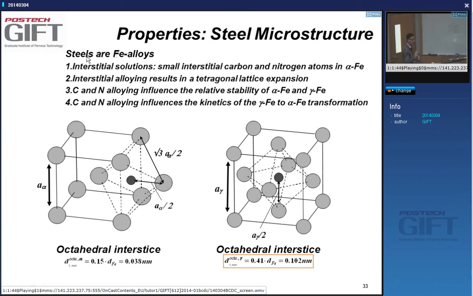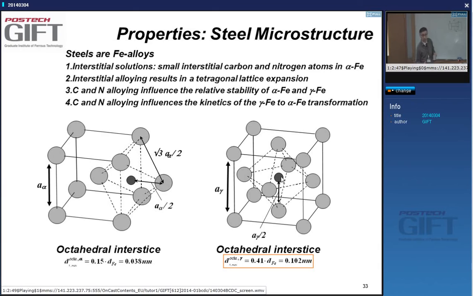So steels are not pure iron, they're iron alloys, and we have interstitial solutions, that means that we have small interstitial carbon atoms and to a lesser extent nitrogen atoms, yes? These interstitials, in particular carbon and nitrogen, will be interstitially located in the lattice, yes? And we know from studies over many years that the favored position of the carbon atom is in the octahedral positions, both in the ferrite and in the austenite, yes? So these are the octahedra in the ferrite, and this is one of the octahedra, many different octahedras, yeah? And this is the octahedra in the austenite, yes?